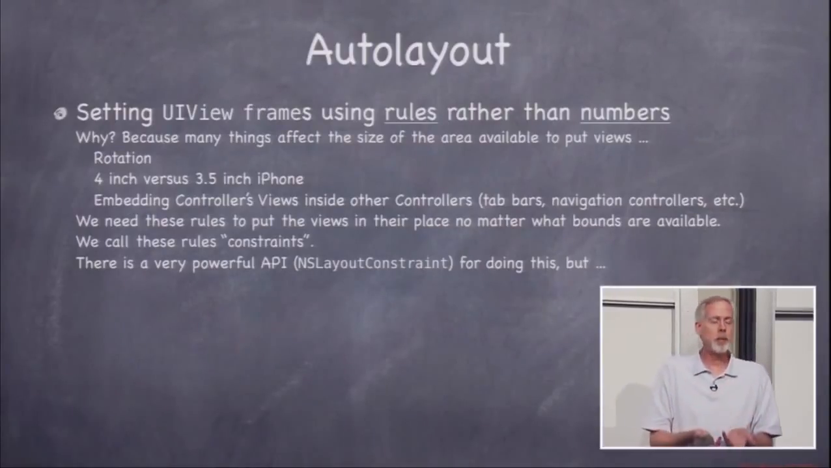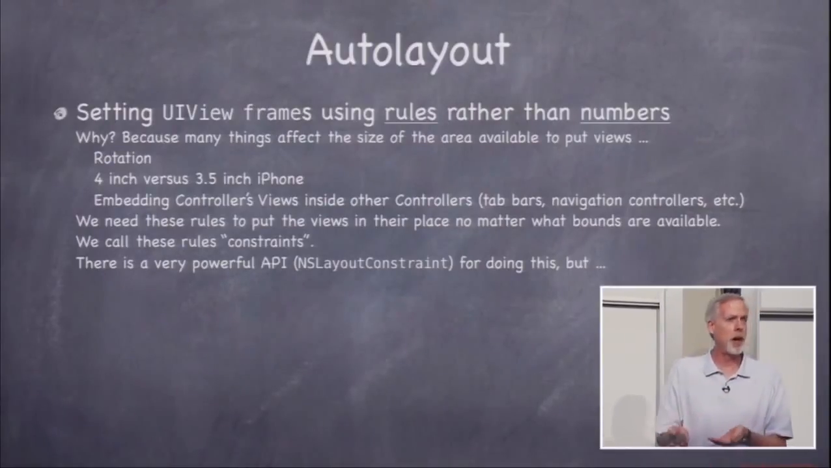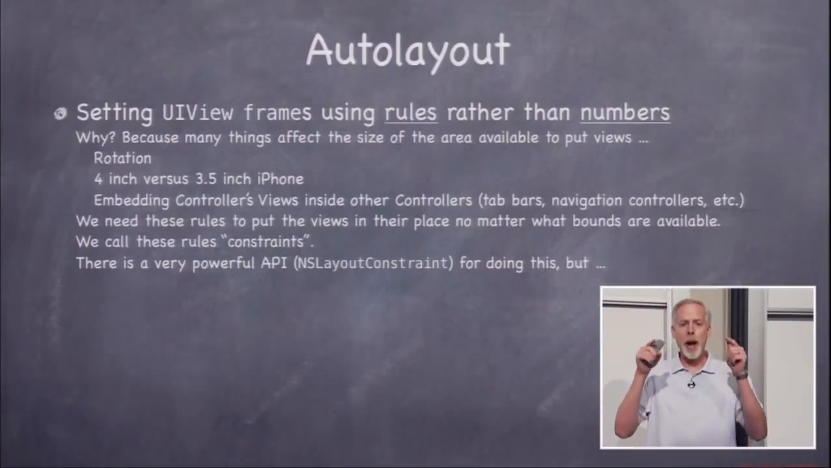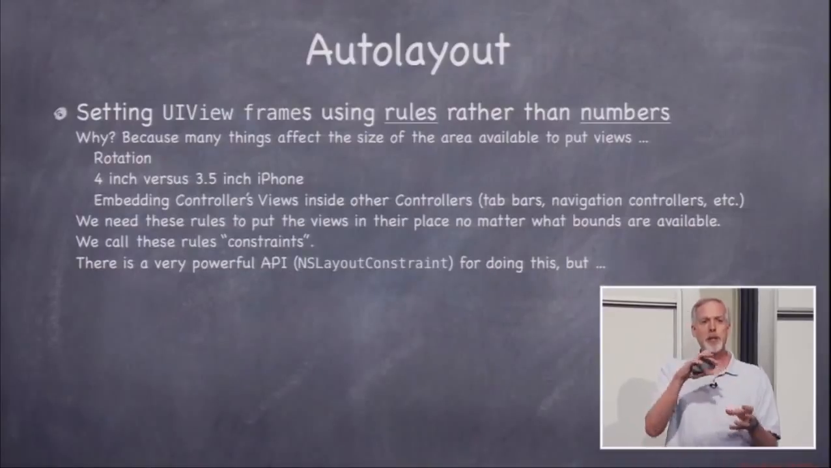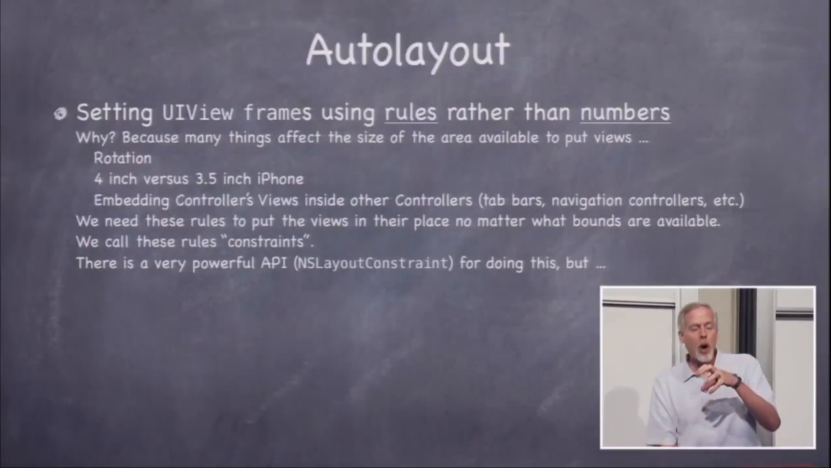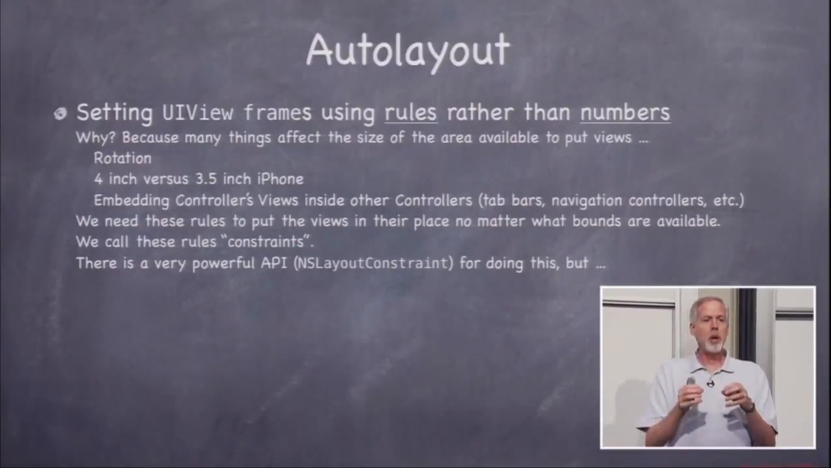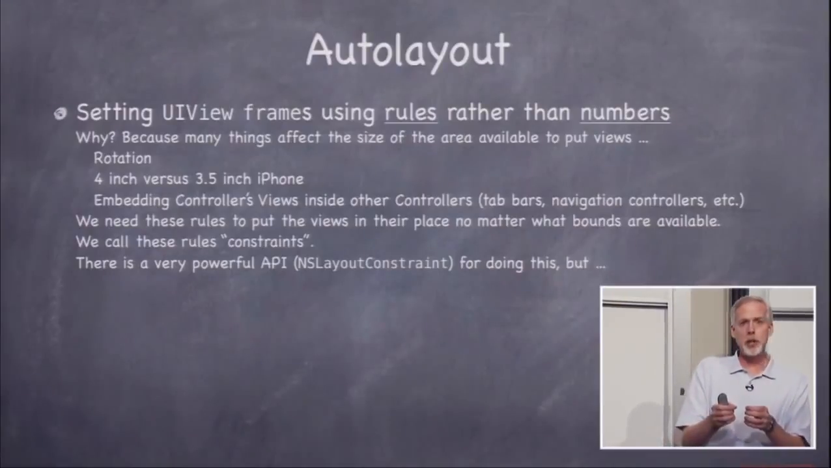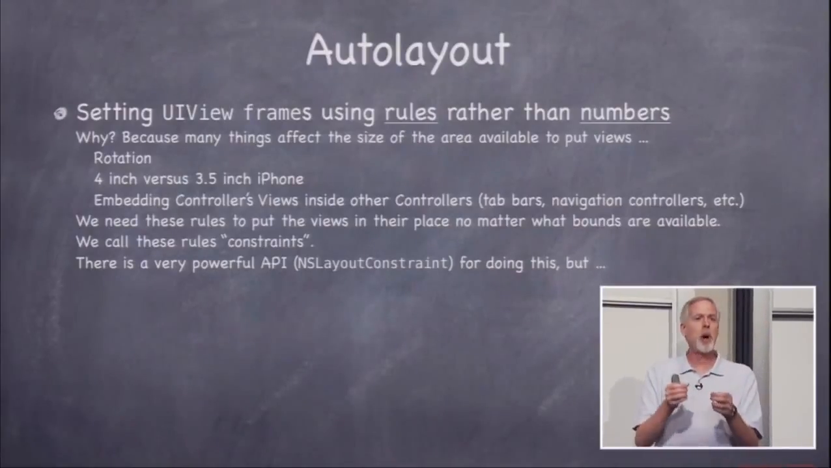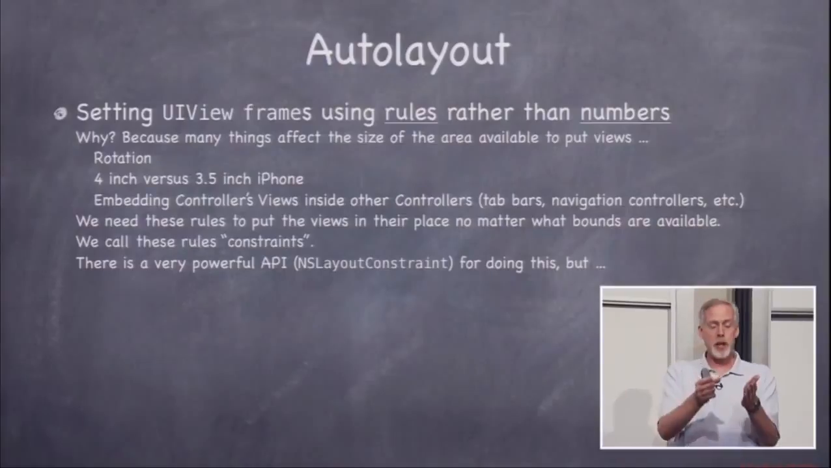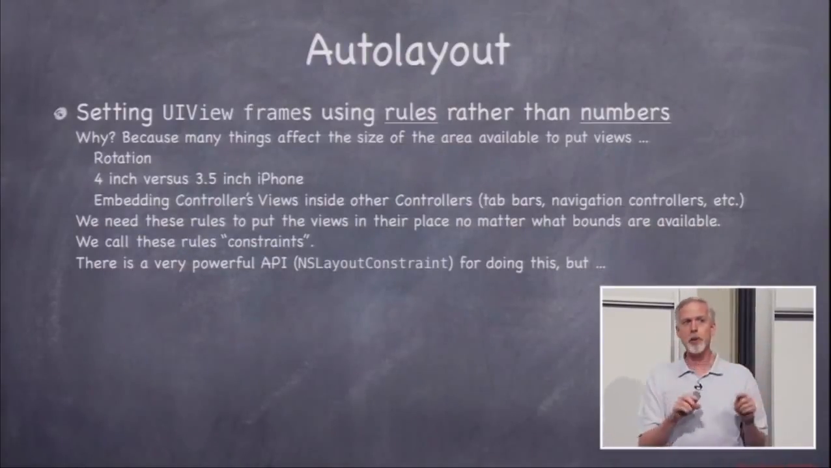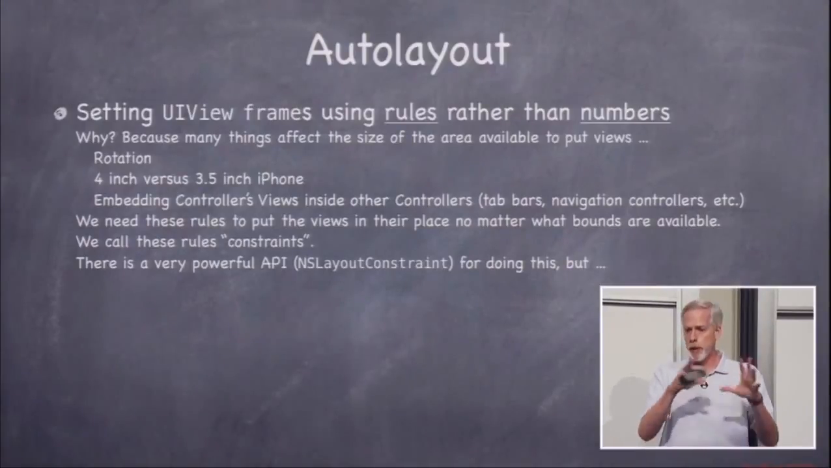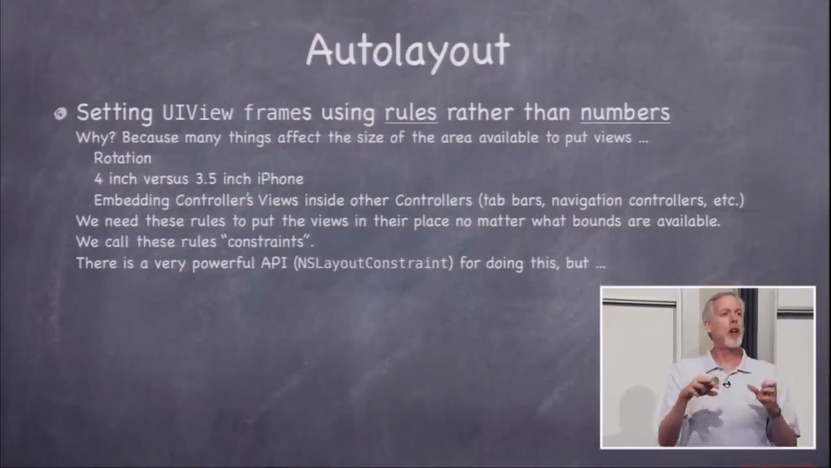Okay, now why do we want to specify these frames as rules instead of as numbers? Because sometimes the bounding rectangle that contains all our views is changing, either because device rotated, we're on a tall iPhone versus a short iPhone, we're embedded inside of a navigation controller or not, we're in a tab bar or not, we're on an iPad in some popover controller view or something like that. There's a lot of reasons that our bounds would change size. So we want to build our views so that what's inside of them adjusts automatically, okay?